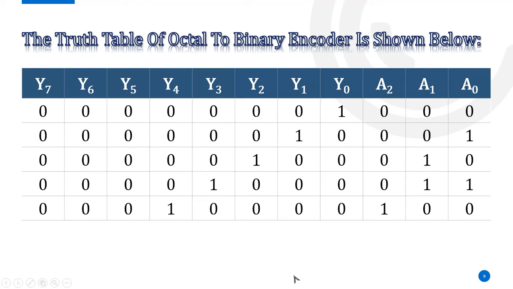Now the truth table of the octal to binary encoder. You know that octal means 8 inputs and the binary output will be 3 bits. This is shown. You can see a pattern of ones over here, so you don't have to learn by heart. You can understand how things are going. This is a truth table that you can also draw and write down, make a note.